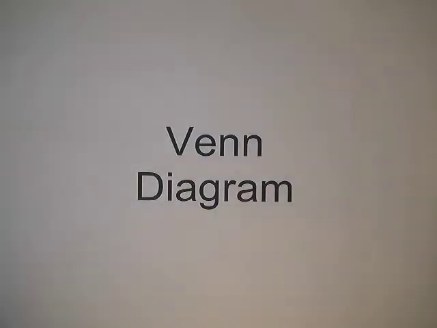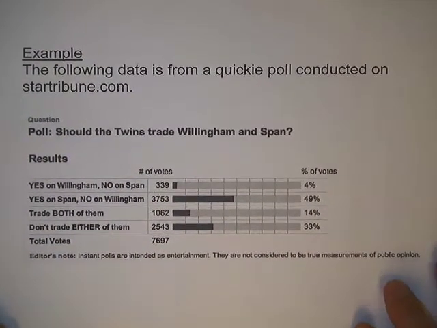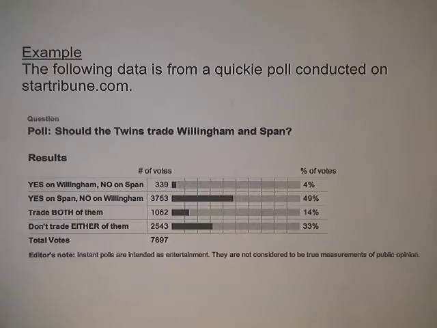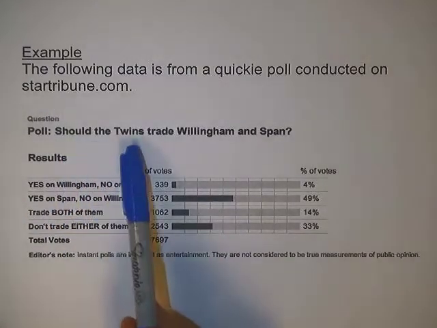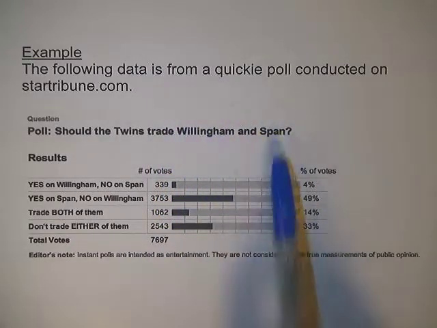Hi, this tutorial covers a type of graph called the Venn diagram. Alright, so let's just start with some data. The following data is from a quickie poll conducted on StarTribune.com. The poll question is about baseball, about the Minnesota Twins. Should the Twins trade Willingham and Span? So, Josh Willingham and Denard Span.